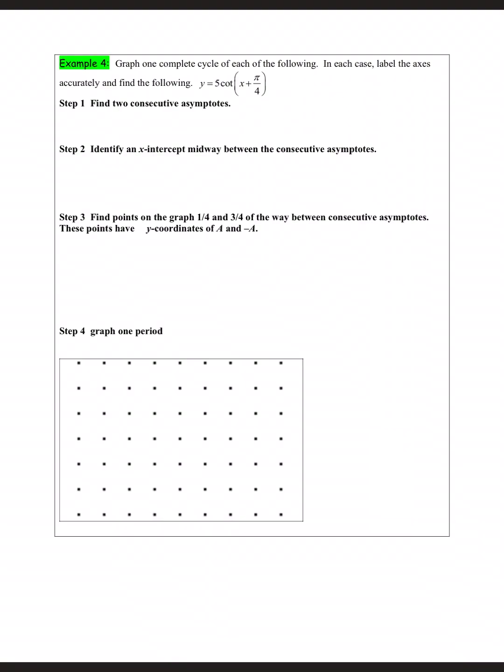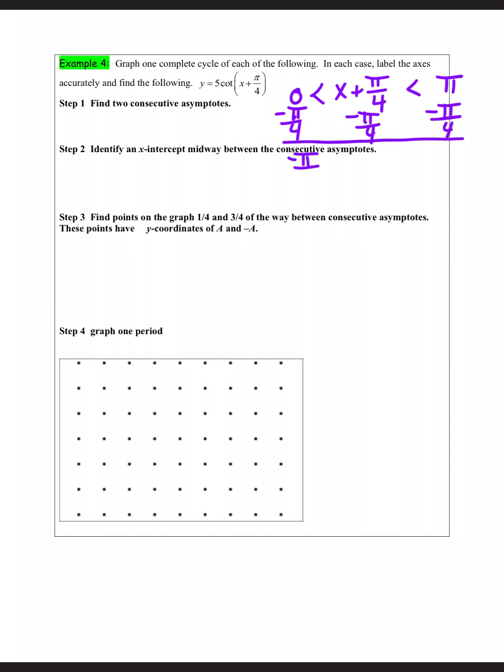Example 4, we're going to graph y equals 5 cotangent of x plus pi over 4. Once again, for cotangent, it's going to be between 0, my argument, which is x plus pi over 4, to pi. We're going to solve this by subtracting pi over 4 on all three sides of the inequality. So we have negative pi over 4, getting a common denominator of 4, so pi would be equivalent to 4 pi over 4. So 4 pi over 4 minus pi over 4 will give me 3 pi over 4.